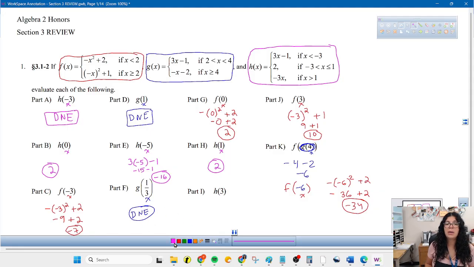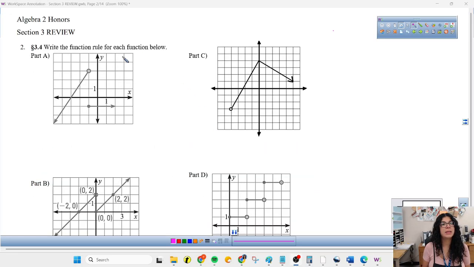Alright, and then the last one, part I, h of 3. So I'm plugging in x value of 3. Is 3 less than negative 3? No. Is 3 in between negative 3 and 1? No. Is 3 greater than 1? Yes. So I'm going to plug into the third equation. Negative 3, and then plugging in our x value, which happens to be 3, will give us a negative 9 answer on part A.